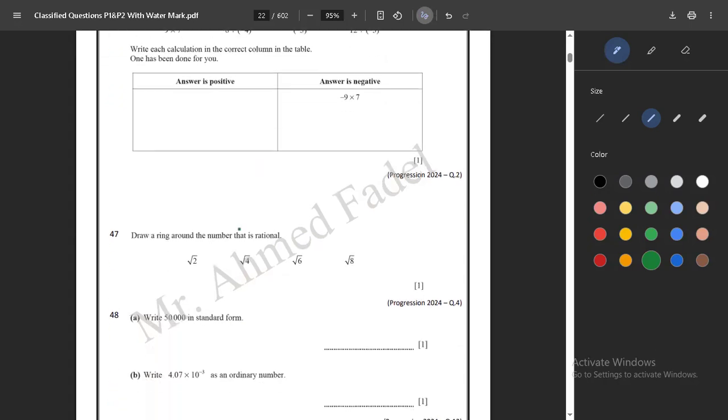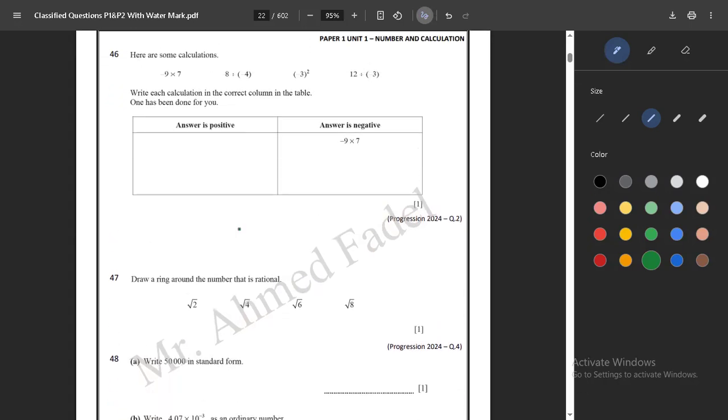Here, it says to write each calculation in the correct column: answer is positive, answer is negative. Negative times positive is negative, so negative 63. We agreed same signs is going to be positive, different signs is going to be negative. So here is positive, here is negative. All right, so here is negative 63. Sorry, they just need us to write the calculation, all of it.